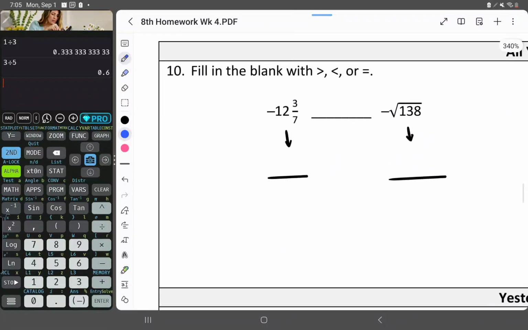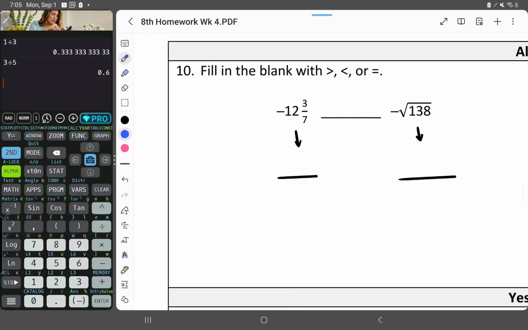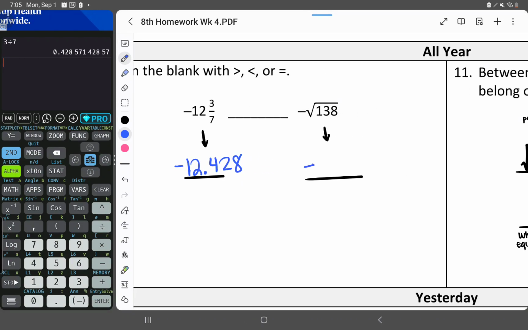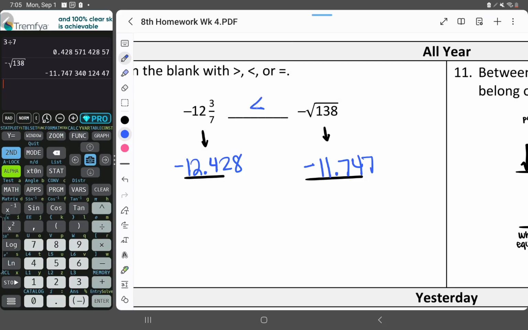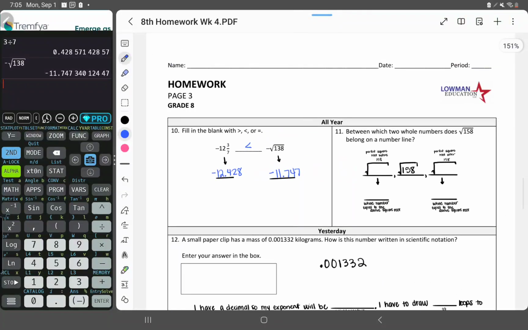All right, this one says fill in the blank with a greater than, less than, or equal to sign. So we have negative 12 and 3/7. So this is negative 12, and then we do 3 divided by 7, and that gives us 4, 2, 8. And then for negative the negative square root 138, we do negative, and then we type in 138, and that gives us negative 11.747. Now, would you rather have negative $12 or negative $11? You'd rather have negative $11, so that makes the negative 11 bigger than the negative 12.